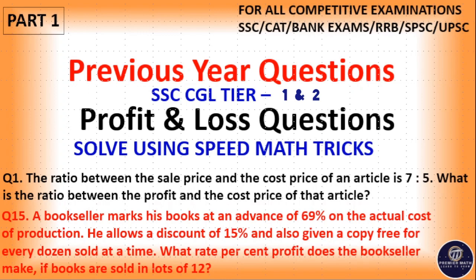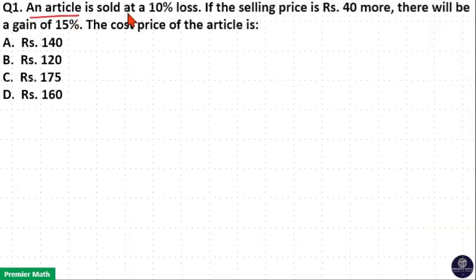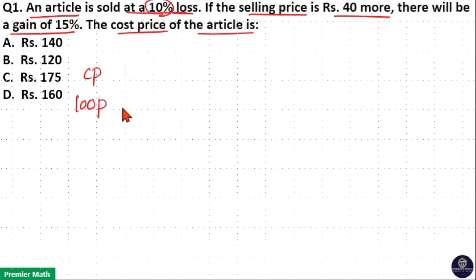Our first question is, an article is sold at 10% loss. If the selling price is rupees 40 more, there will be a gain of 15%. The cost price of the article is. Consider cost price of the article as 100 rupees or 100 parts. Now the article is sold at 10% loss. So 10% loss means 90 parts. The article is sold at 90 rupees or at 90 parts.